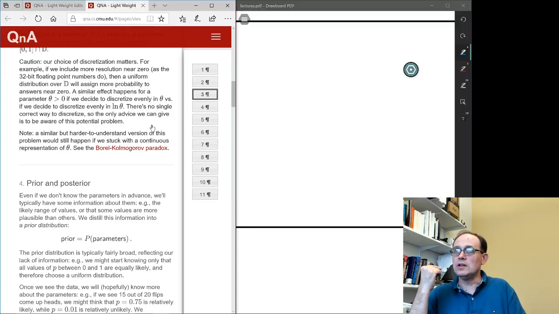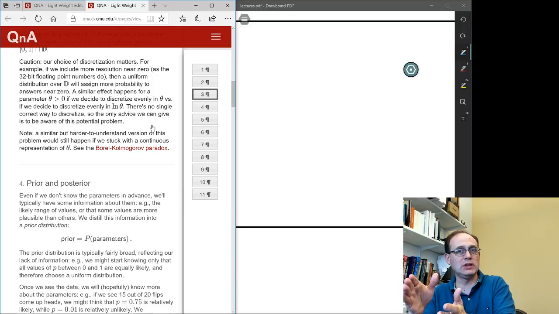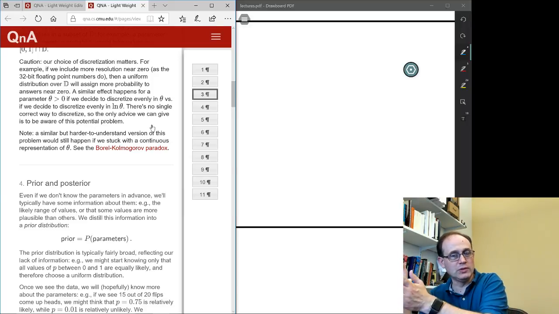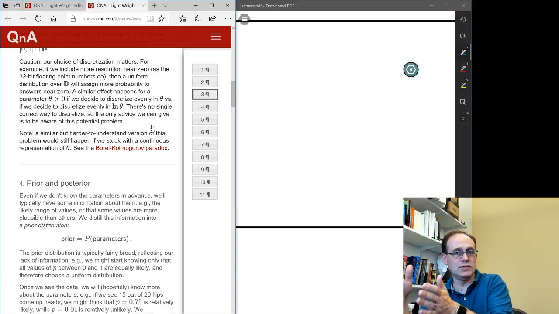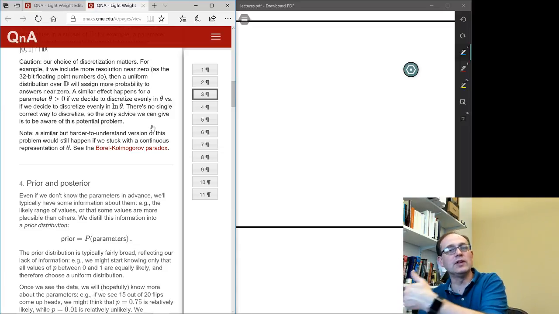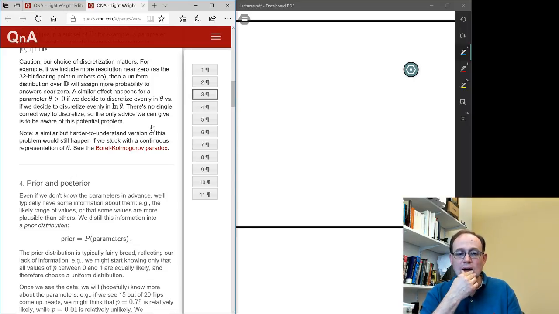So these two discretizations have different properties. The easiest way to see that is to imagine the uniform distribution over either one of those two discretizations. If it's an even discretization, then the interval between 1 and 2 has exactly the same probability as the interval between 0 and 1 or the interval between 2 and 3. If it's an uneven discretization like the floats, the interval from 0 to 1 will actually have much more probability than the interval from 1 to 2, which will have more than the interval from 2 to 3. So the choice of discretization matters.